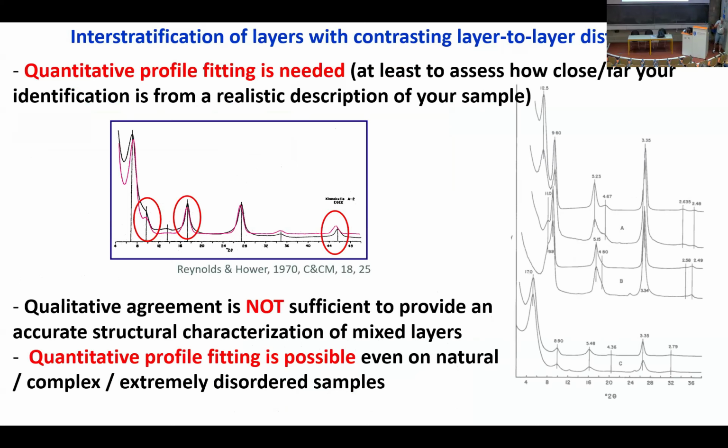The point here is that if you really want to go further than that, what you will need is quantitative profile fitting. Matching peak position, or matching whatever parameter you have measured in your sample with what you think you have in your sample, is not sufficient. If you really want to know accurately what you have in your sample, you have to go through this quantitative profile fitting. And with a few examples next, I will try to show you that it's actually possible to get this quantitative profile fitting even on natural samples.